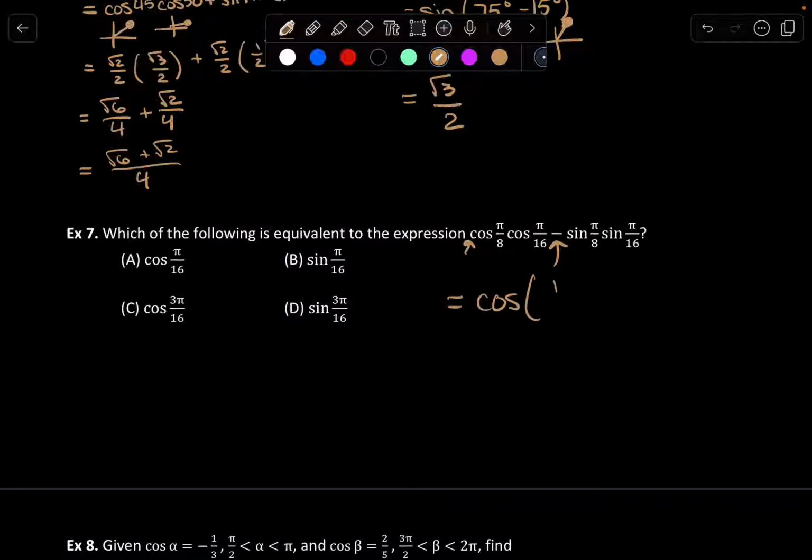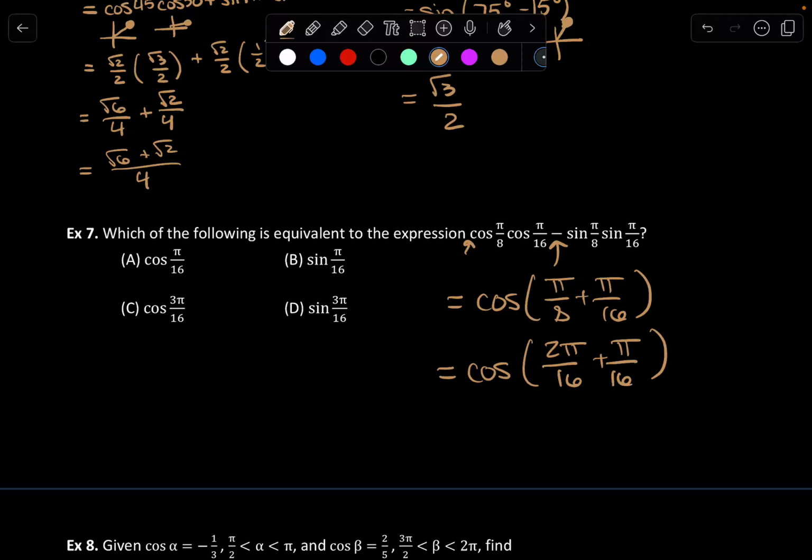So I'm going to do cosine of pi over 8 plus pi over 16. Now to combine these, we need a common denominator. So I'm going to multiply pi over 8 with 2 over 2 to get that 16 in the denominator. All right, with the common denominator, I end up with 2 pi plus pi, so that'll be 3 pi over 16. So the correct answer for this one is C.